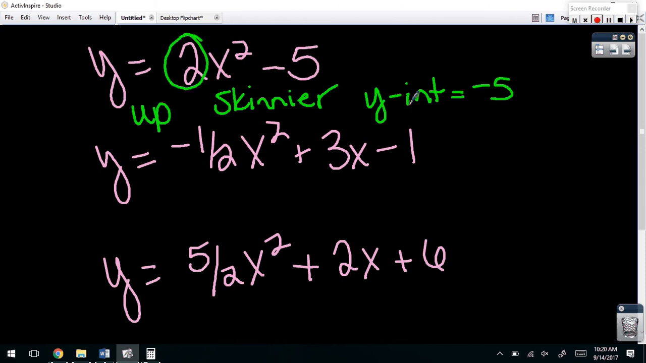Look at number 2. Look at the second one. Up or down? Down. Why? Because it's negative. Good job.